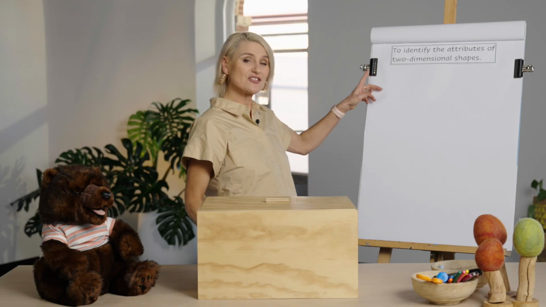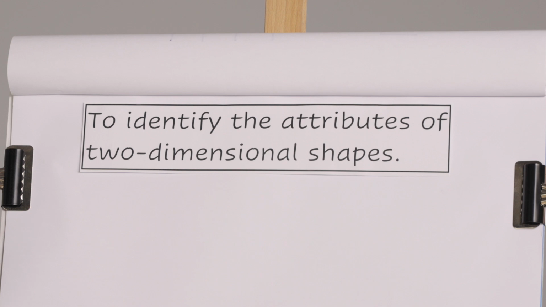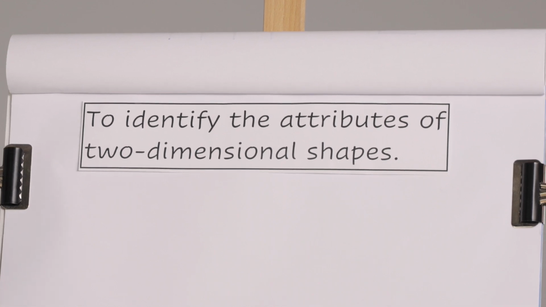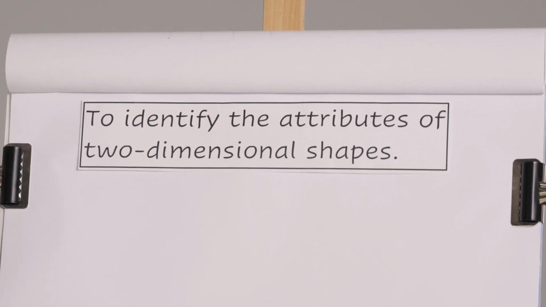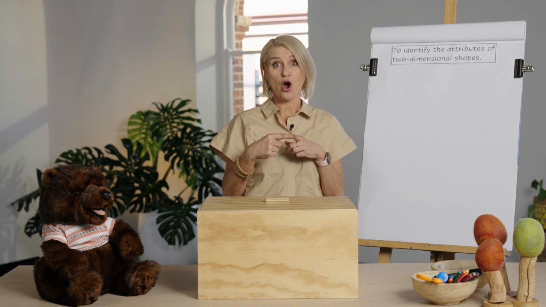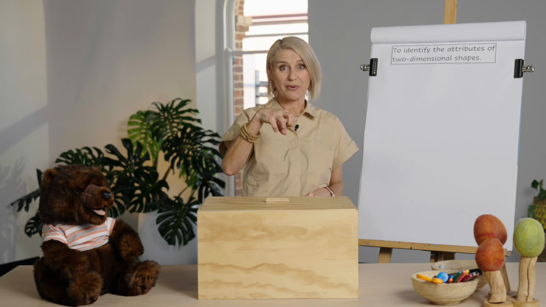Our learning intention for today's lesson is to identify the attributes of two-dimensional shapes. When we talk about two-dimensional shapes, we're talking about the dimension of length and the dimension of width. A two-dimensional shape hasn't got any depth, so it means you can't pick it up.